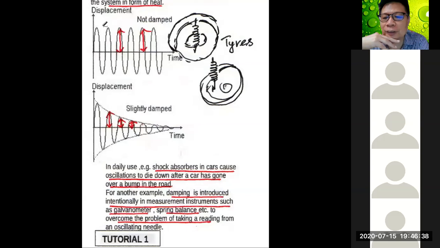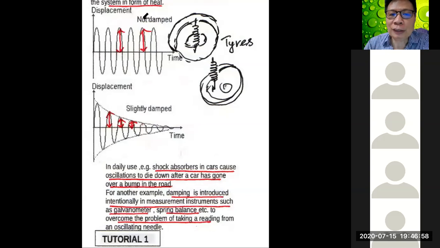Measurement instrument. In the instrument, the pointer deflects, then it will oscillate, so damping prevents the pointer from oscillating. In the galvanometer, ammeter, wattmeter, we do not want the meter pointer to oscillate, right? Okay, all right, this one is finished already.